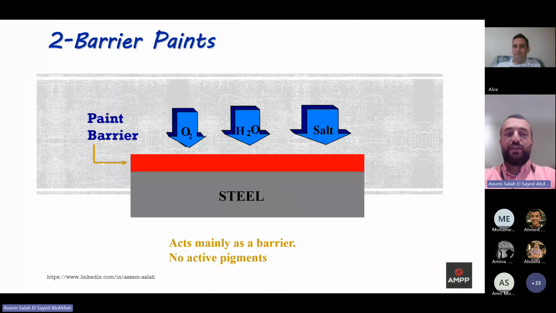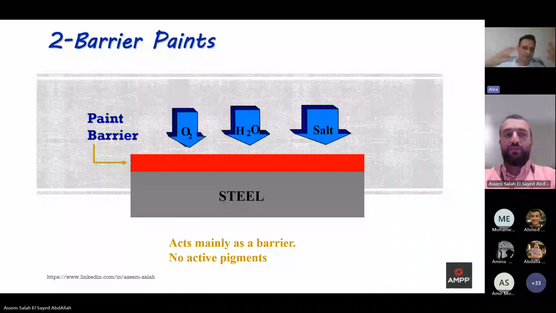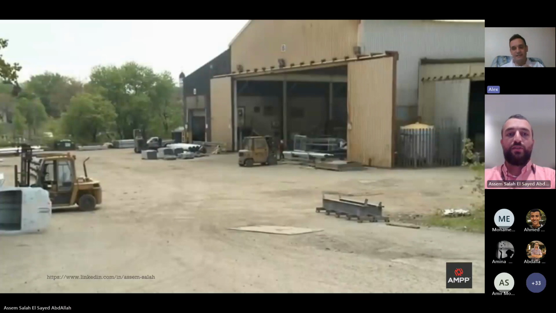Okay. The second option in protecting steel by paints is the barrier paints. The idea of barrier paints. Okay. Excuse me, Asim. Let's just talk about this galvanizing method a little bit deeper. Of course, it's a good way of protection. Absolutely.